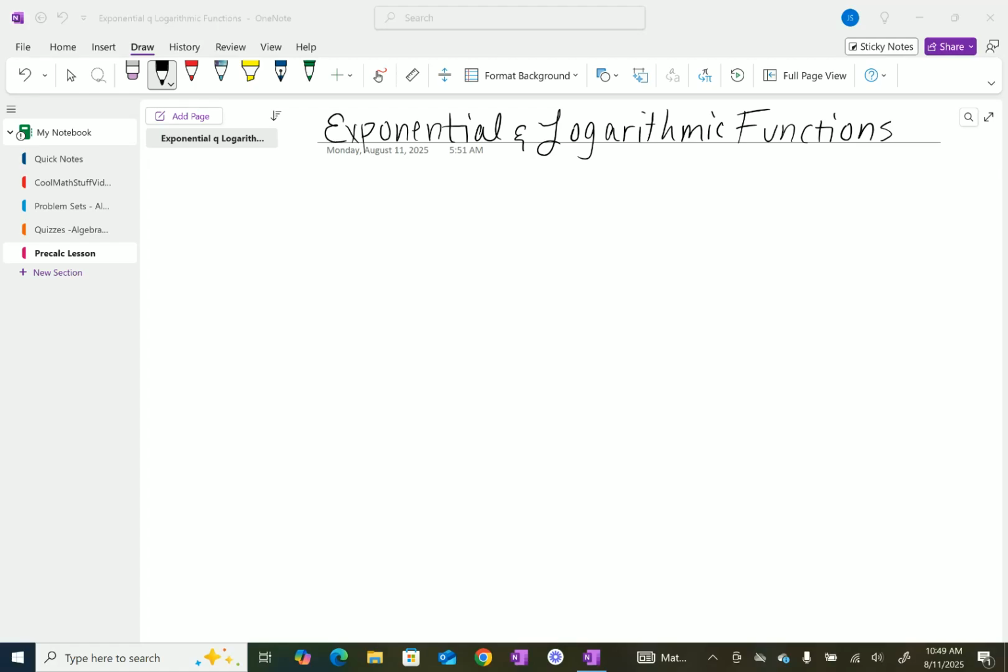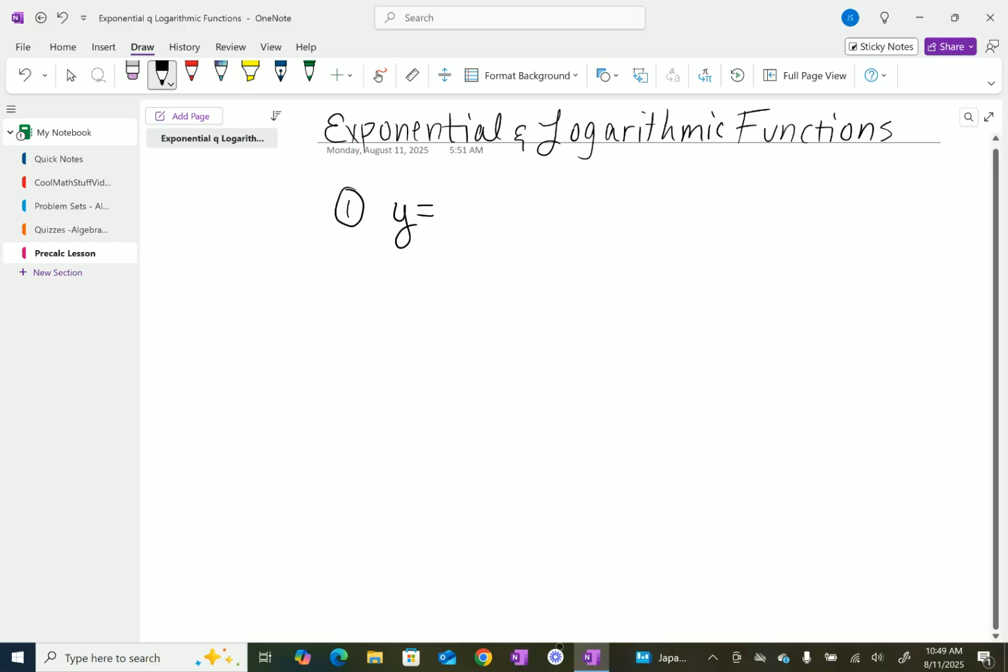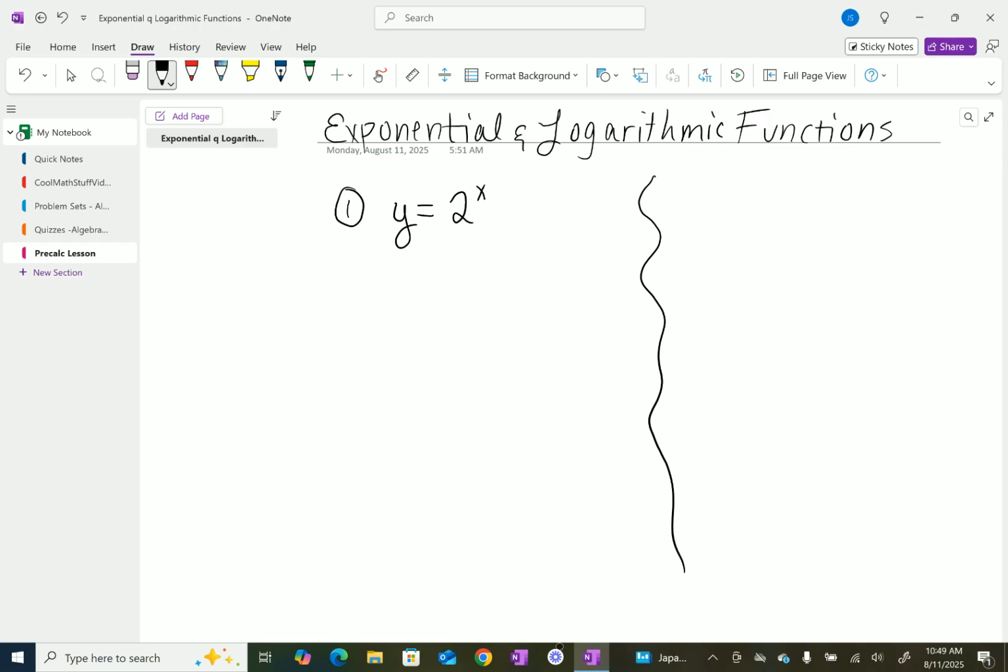Hi there. Today we are going to discuss exponential and logarithmic functions a little bit more than we did last time. And I want to show you how to graph an exponential function and then how to graph its inverse, the logarithmic function. So let's start out here with y equals 2 to the x, or f of x equals 2 to the x. And then we are going to also do y equals log base 2 of x. And we'll see how those are related.